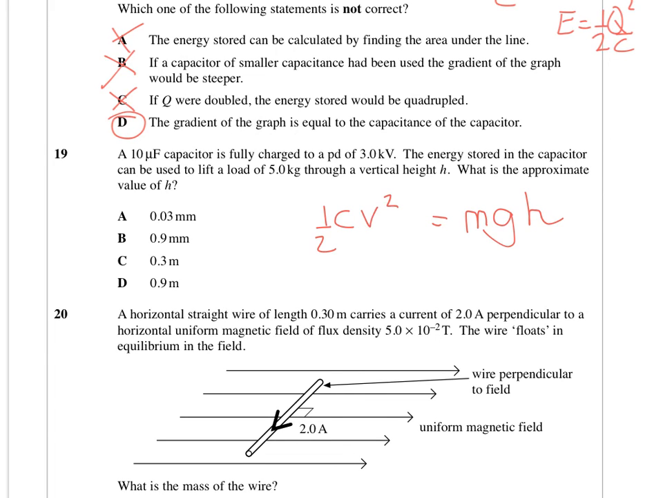So we can rearrange, so if we want h, it would just be a half CV squared over mg. So we can put in those values that we've got, so the 10 microfarads, 3.0 kilovolts on your top line squared, and then 5.0 and 9.8. And when you do that and put the numbers in, you will end up with this value down here.